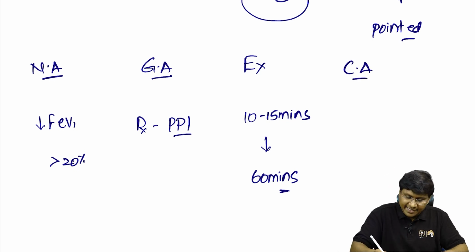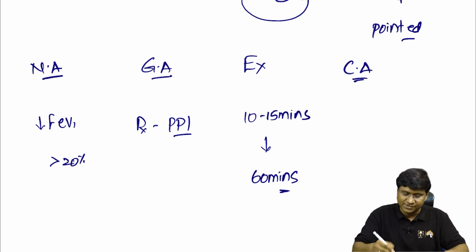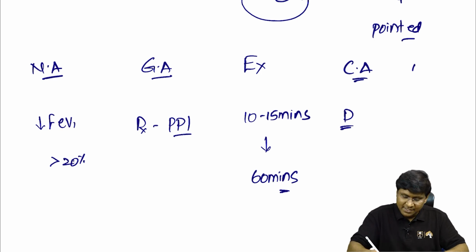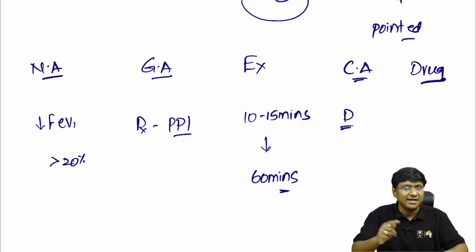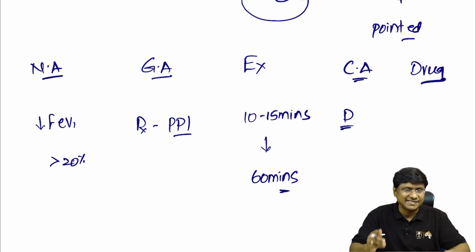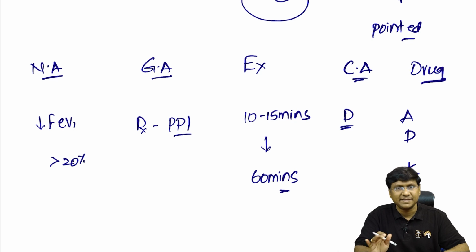Then next is cardiac asthma, which is associated with left ventricular failure causing pulmonary edema, where there can be wheeze. So here the treatment is you need to give diuretics in case of cardiac asthma. Then we have drug induced asthma. Drug induced asthma includes the NSAIDs. Examples of these NSAIDs are aspirin, then diclofenac, and then ketorolac. These are the drugs which can cause bronchoconstriction by increasing the levels of leukotrienes, and they will induce the development of asthma.